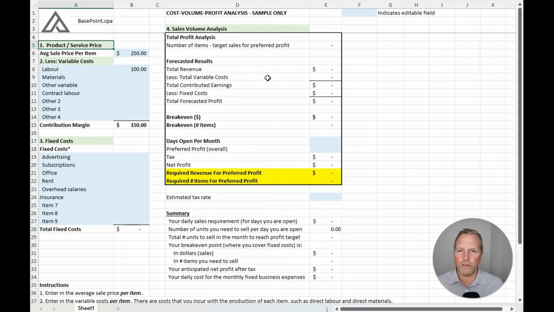So we'll start with your product or service price. Let's just say you've got a contract company, you specialize in doing, say, bathroom renovations, and say the average one that you do is about $20,000.